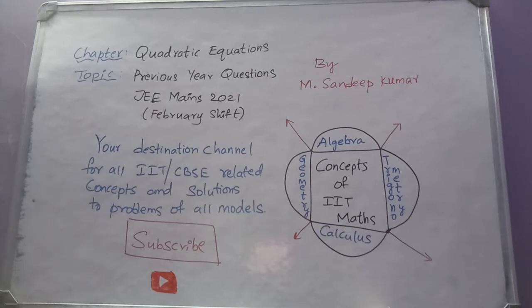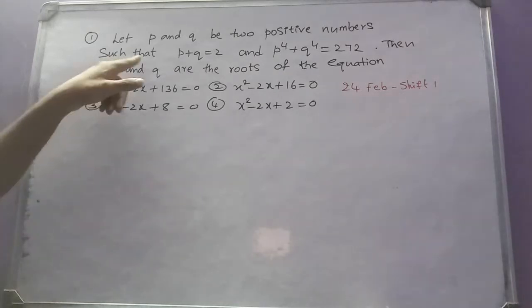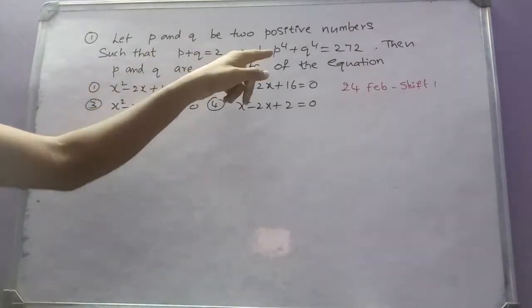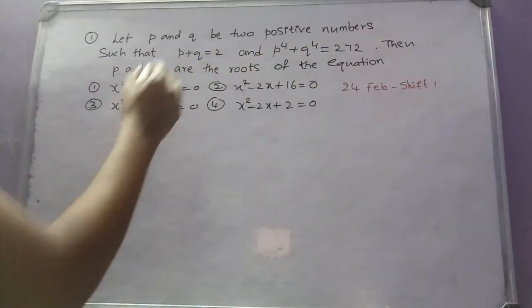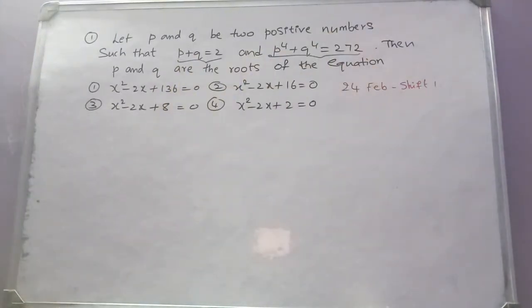Let us start with today's problems. The first problem, here is your first question. Let P and Q be two positive numbers such that P plus Q is equal to 2 and P power 4 plus Q power 4 equal to 272. Then P and Q are the roots of which of the following equations they are asking.